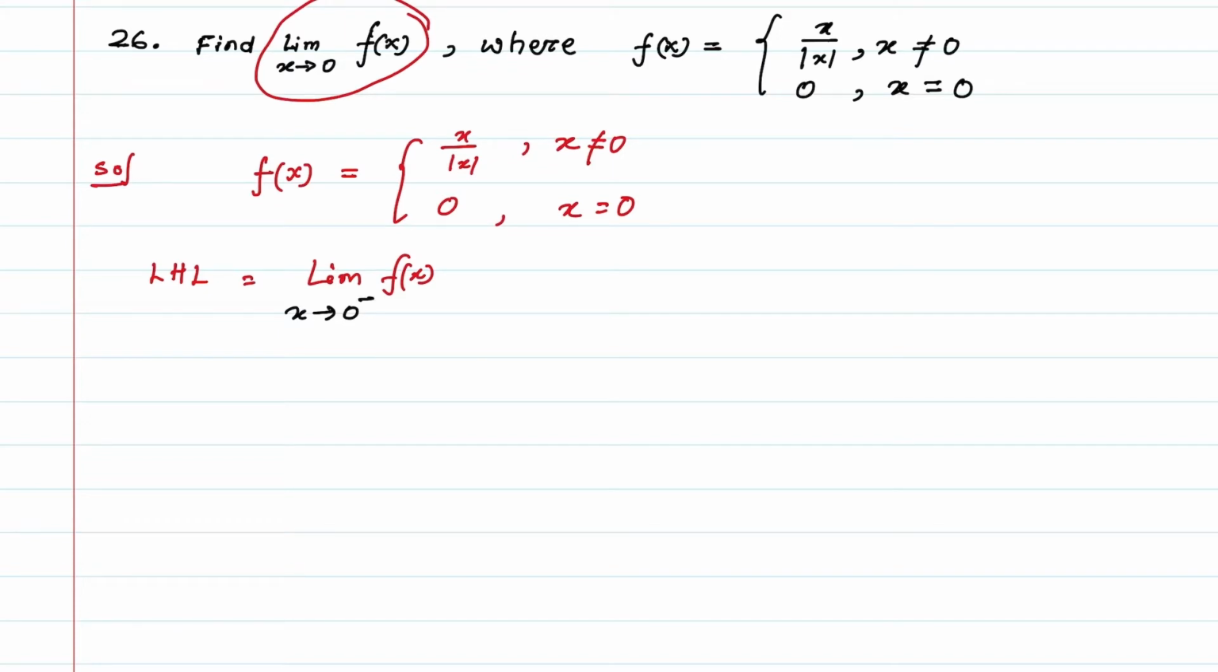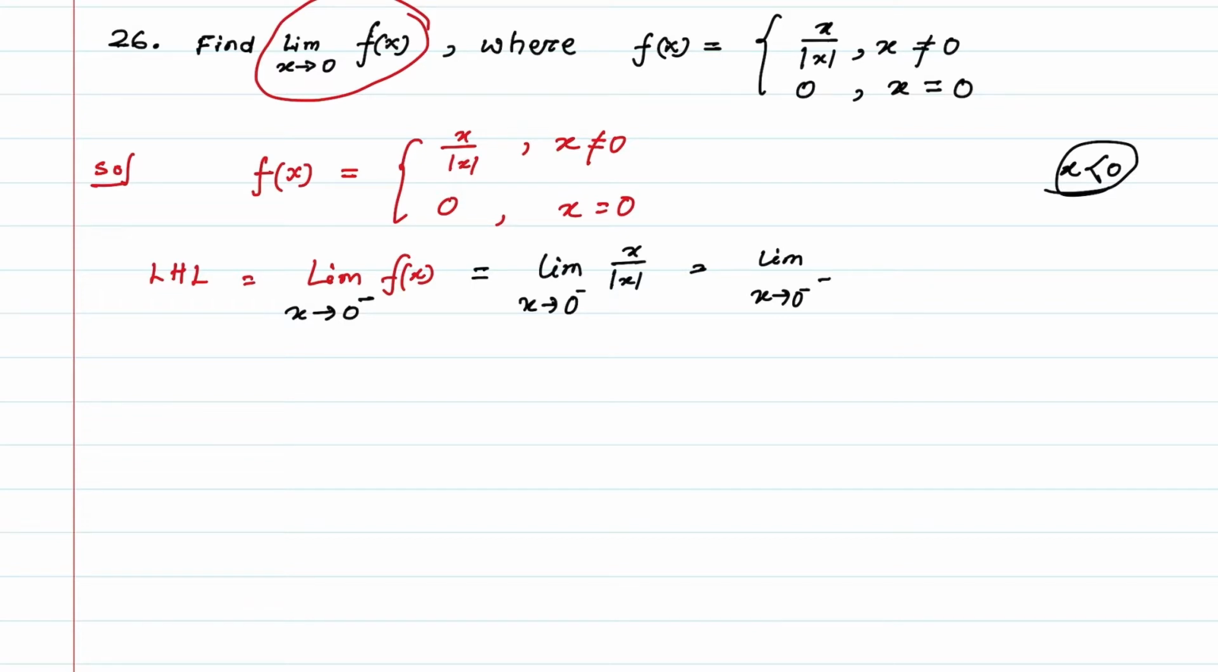So here limit f of x as x tends to 0 negative means left hand limit, that's gonna be equal to, for x less than 0, x by mod of x. Okay, so now you see for the left hand limit, x must be less than 0. So in that case what to write? Limit x by minus x as x tends to 0 negative.